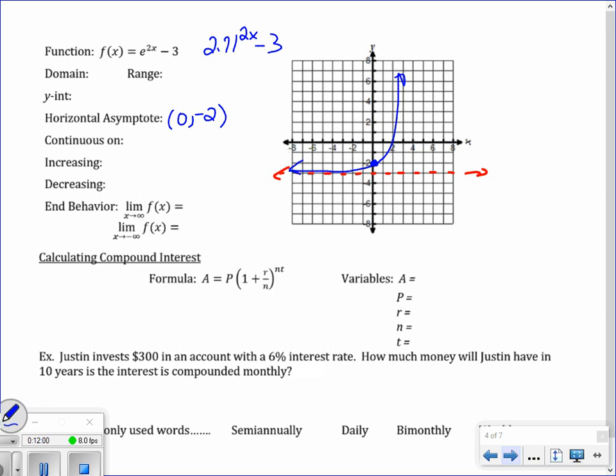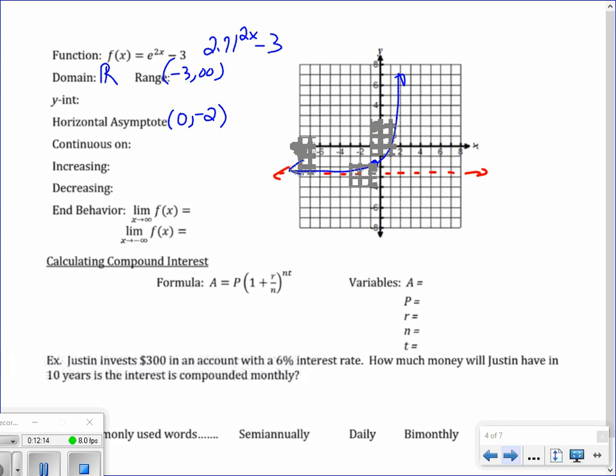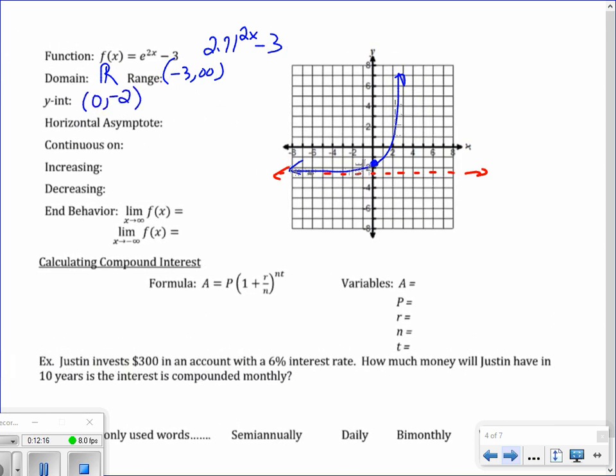All right, domain. Always all real numbers. My range looks like it's everything above negative 3. So it's from negative 3 on up. All right, my y-intercept, oops, I put this in the wrong place, didn't I? Oopsie, no. 0, negative 2. You just read it on your paper.